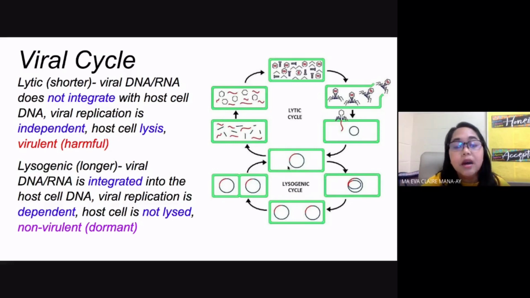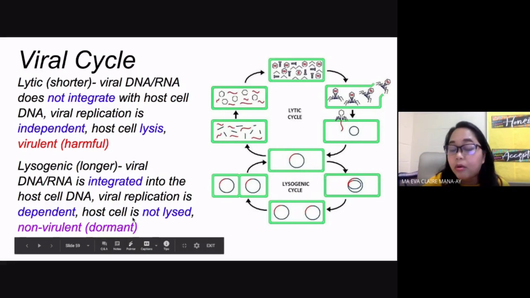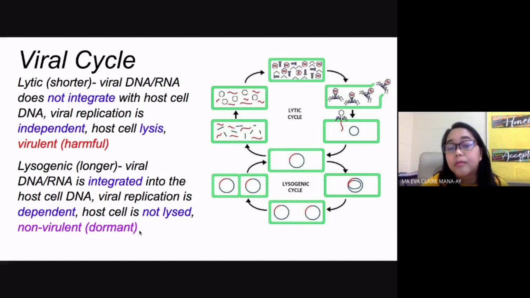And so it is integrated, it is merged, it is combined, it is fused to your host cell's DNA. Okay? And so because of this, we know that your virus here is actually making copies of itself by using the host cell's DNA. And so the host cell's DNA now is very important for your virus at this point. And so because of that, it does not kill your host cell. At this stage here, your host cell is not killed. The host cell is not lysed because it needs the DNA of your host cell. And so we say that this is the non-virulent part, less harmful than your lytic stage. And of course, in here, your virus is dormant. That means it is inactive. It is not killing your host cell.